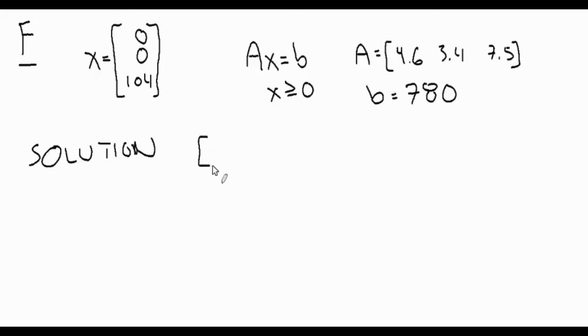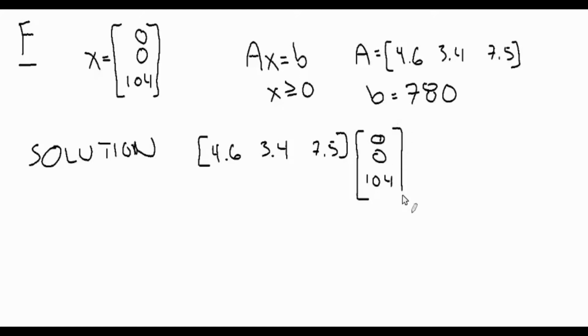So we do 4.6, 3.4, and 7.5 times the column vector X, 0, 0, 104. And 0 times 4.6 plus 0 times 3.4 plus 104 times 7.5 is 780. Check. It's a solution. Is it a feasible solution?